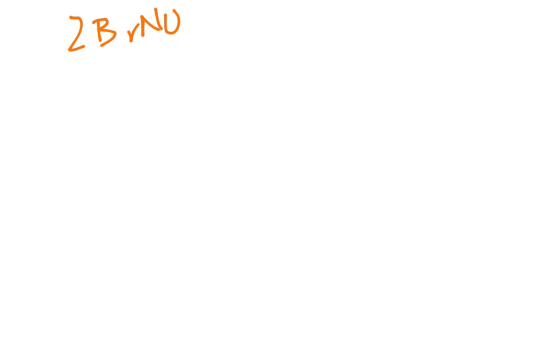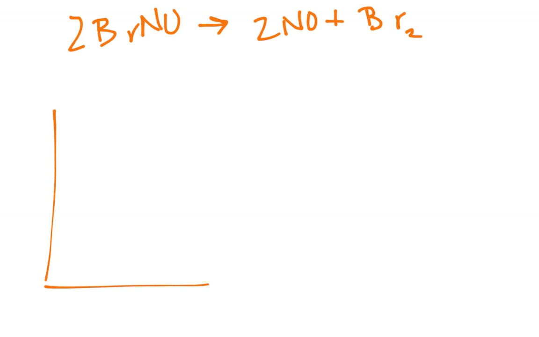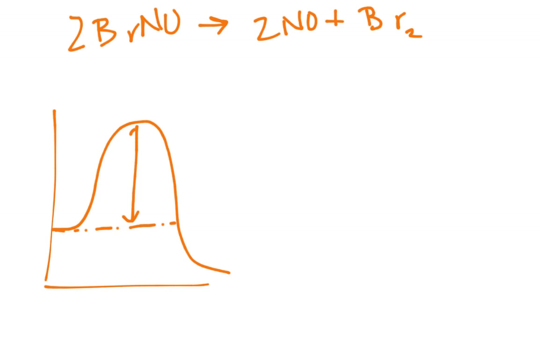2BrNO goes to 2NO plus Br2. Alright, and you have your diagrams up there at the top. They look a little bit like this, and I'm not as perfect as they are. Here, okay, from this point up, the amount that it takes from where I start to where I can actually crest that hill is my activation energy, EA.